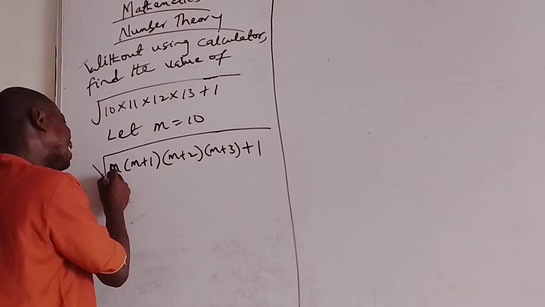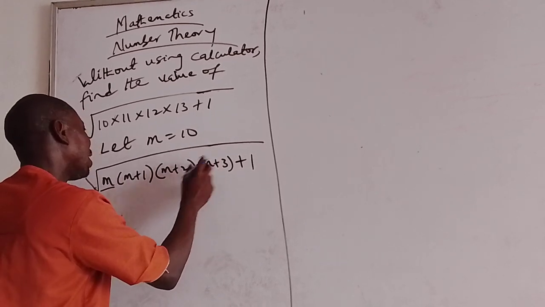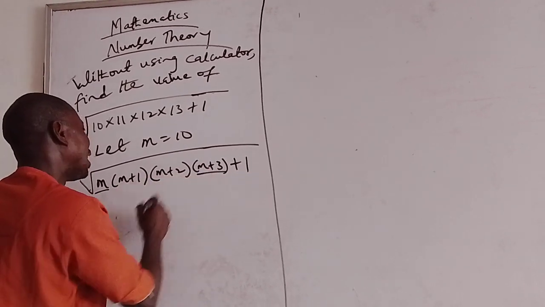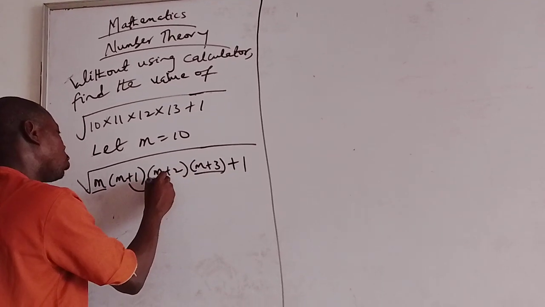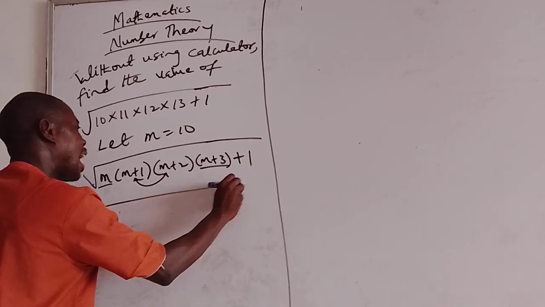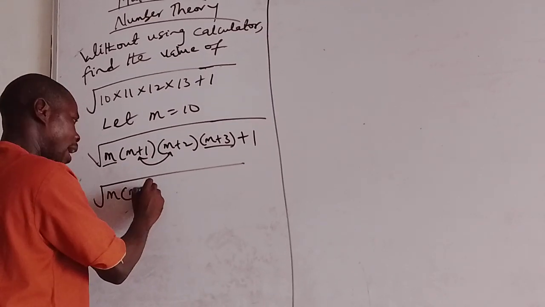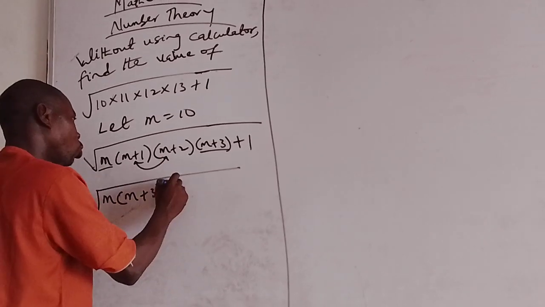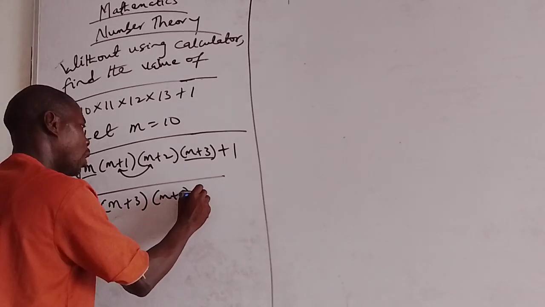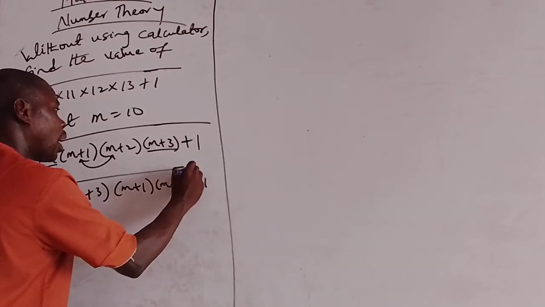I can now marry this and this together. I can marry them together. So I can now rewrite this expression as m into m plus 3, into m plus 1 into m plus 2, plus 1.